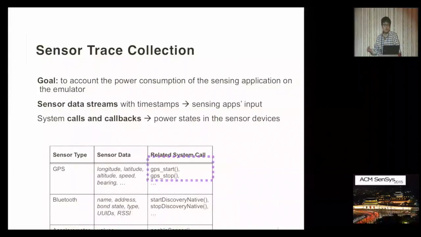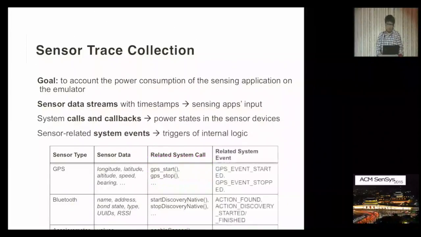So we can reproduce such an environment by replaying GPS start and GPS stop functions as if they are made on a user's smartphone. We further record the sensor-related system events, like GPS event started or GPS event stopped. Many applications and the Android framework use these events as a trigger of an internal logic.